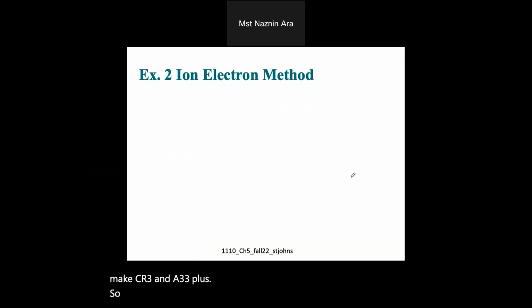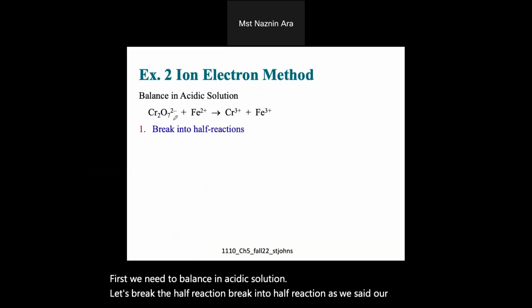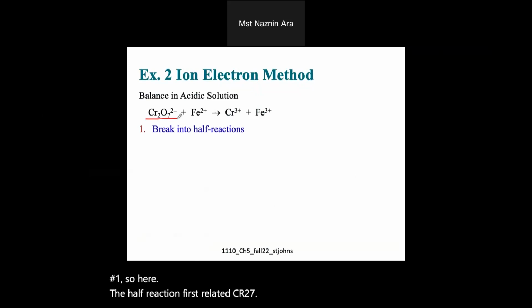So let's go back to balancing. First we need to balance in acidic solution. Let's break it into half reactions, as we said in our rule number 1. Here, in the first half reaction, we write Cr2O7 2- going to Cr3+. This is the reduction. The second half reaction is ferrous to ferric, Fe2+ to Fe3+.